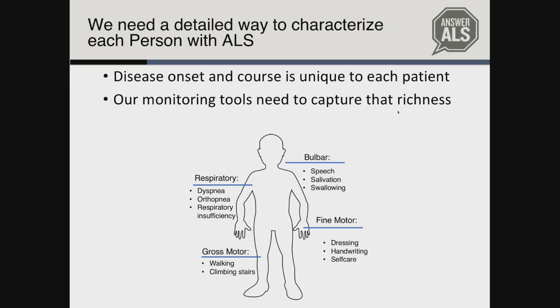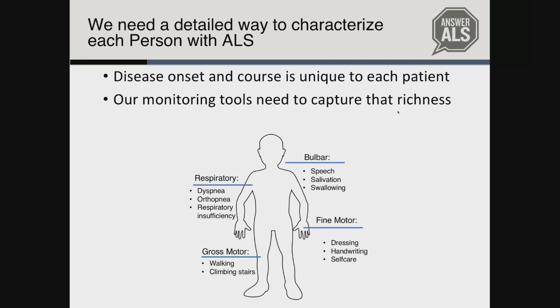Thanks. So one of the reasons that we began to work on the technology piece of the Answer ALS project is that we really need a detailed way to characterize each person with ALS, because the disease onset and course is unique to each person. And so our monitoring tools really need to respond to that. We need to be able to capture the richness of what's happening with a very rich data set. And I would go beyond that to say, a rich data set that we can analyze, because capturing data is one thing, having a way to analyze all that data is another really important thing.